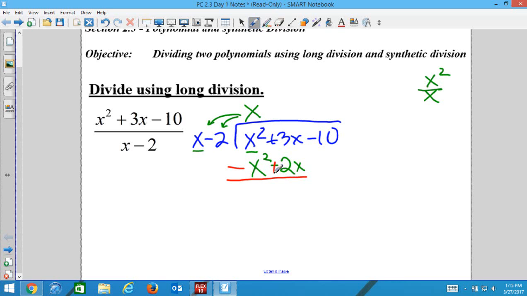If you have found the correct number on top, or x in this case, then the first terms should cancel out completely. And then we get 3x plus 2x is 5x. And after that, you bring down the next term.